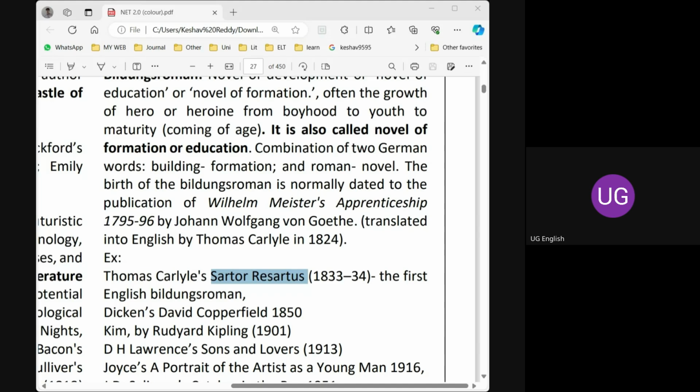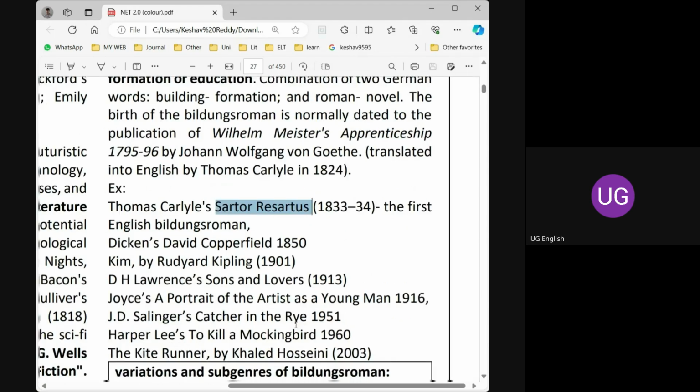Sartor Resartus. Taylor retailored. Just remember, Taylor retailored. It's a very important work. And Henry Dickens, David Copperfield, very important work. Kim, the work Kim by Rudyard Kipling.